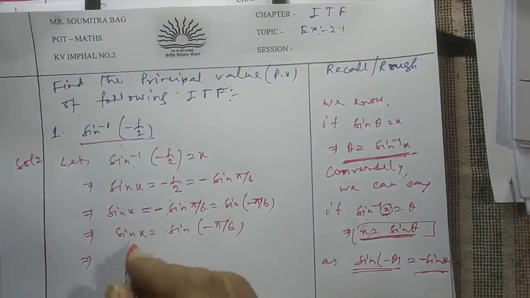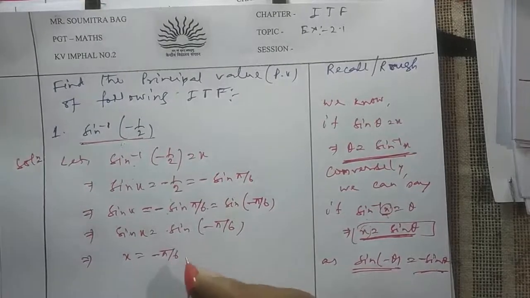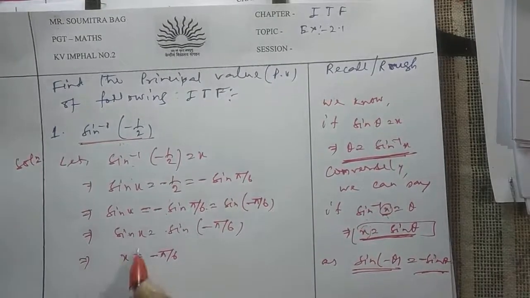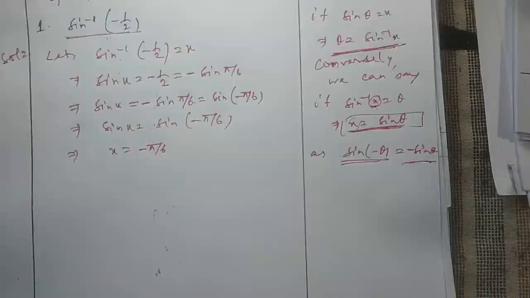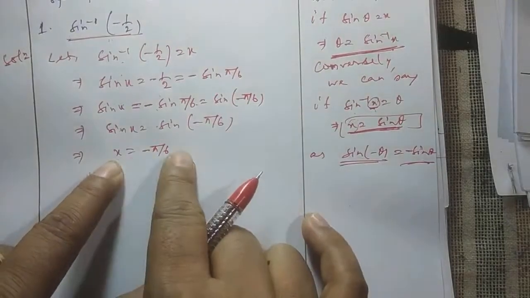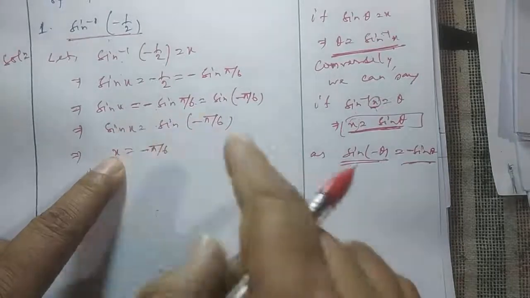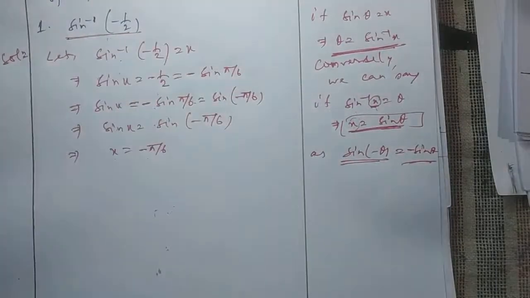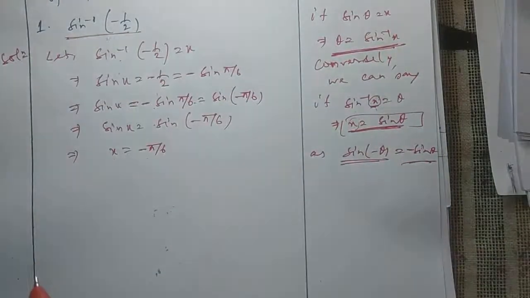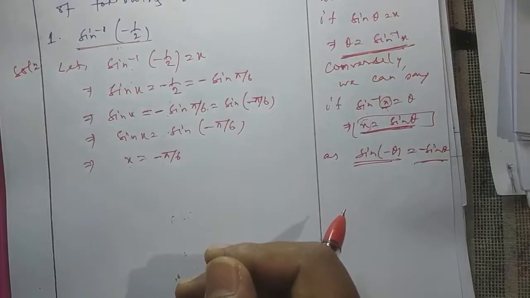So on comparing both sides, we will get x equal to minus pi by 6. Now it is not the answer yet. Now we have to check whether it belongs to the range of sin inverse x or not. If it belongs, then it will be the required PV, the required answer. Otherwise not.